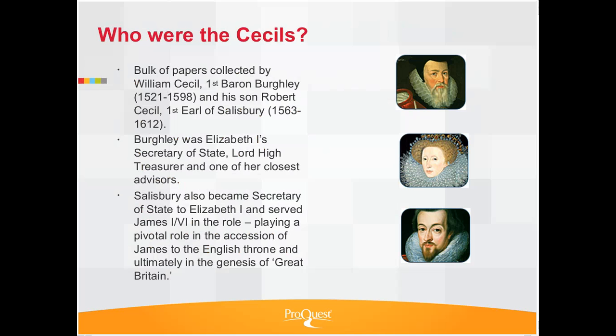Lord Burleigh and his son, Robert Cecil, dominated the administration of government during the reign of Elizabeth I and the first year of her successor, James I. It is their archives which are contained in the Cecil Papers.